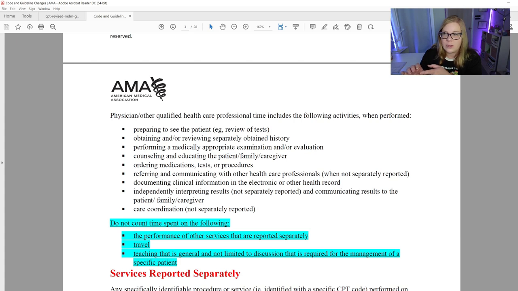So if we're doing a cerumen removal, that doesn't go into our time because that's a service we're billing out with a separate CPT code. Travel is not included. And teaching that is general and not limited to discussion that is required for the management of a specific patient is not included in that total time. So that's it for our level 5 services.